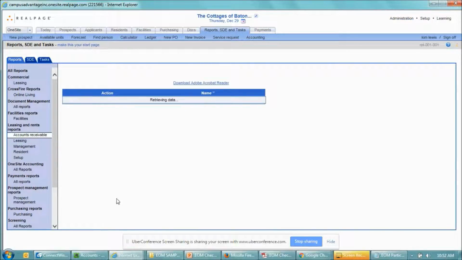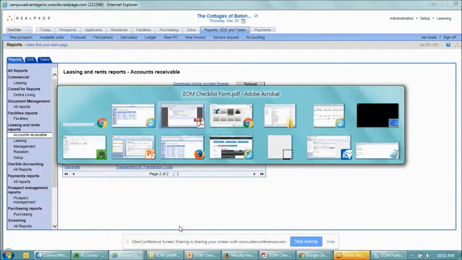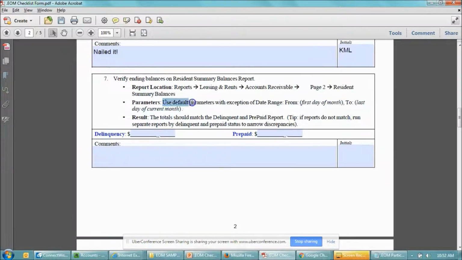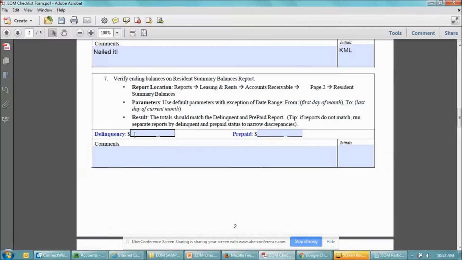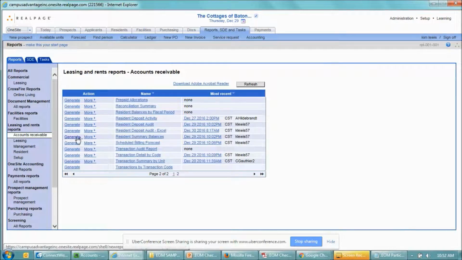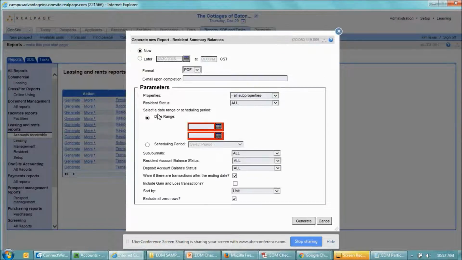And then accounts receivable, page 2. While that loads, use default parameters with the exception of the first day of the month to the last day of the month. Let's do it. So resident summary balances, generate. And then the date range, first day of the month, last day of the month. All right, and then you would hit generate, and that's the only thing you would have to adjust.